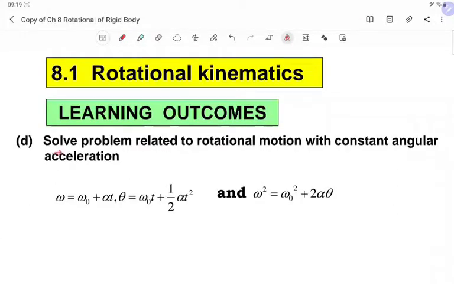The last learning objective is to solve problem related to rotational motion with constant angular acceleration. So we have omega equals omega naught plus alpha t, theta equals omega naught t plus half alpha t squared, and then omega squared equals omega naught squared plus 2 alpha theta. So this is actually quite similar to the linear motion where we have v equals u plus at, s equals ut plus half at squared, v squared equals u squared plus 2as.